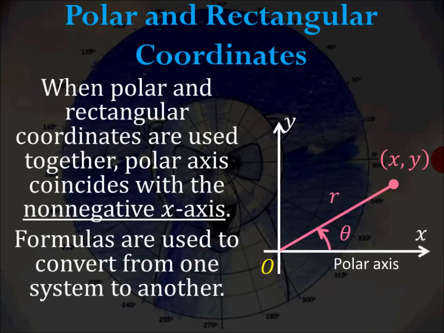When polar and rectangular coordinates are used together, the polar axis coincides with the non-negative x-axis. So notice that the polar axis would be right on top of the x-axis going positive. Formulas can be used to convert from one system to another. Now the formulas are going to look very familiar. So instead of a point having (r, theta), we can also express it in terms of (x, y).